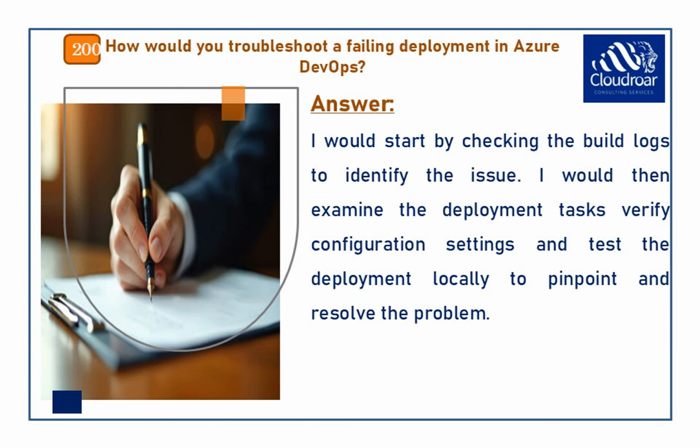Question 200. How would you troubleshoot a failing deployment in Azure DevOps? I would start by checking the build logs to identify the issue. I would then examine the deployment tasks, verify configuration settings, and test the deployment locally to pinpoint and resolve the problem.